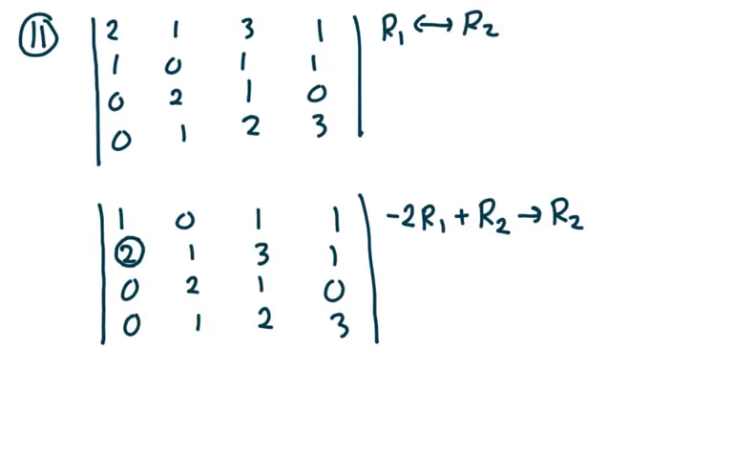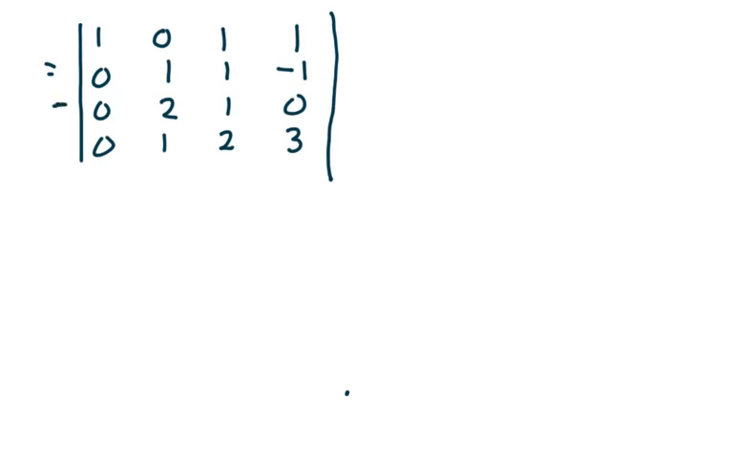And remember, by the way, when we switch, the sign of the determinant changes. So I want a negative there, and then if we come back, there's a negative here. Now, I'm going to switch again. So I'm going to take row 3 and swap it with row 4.